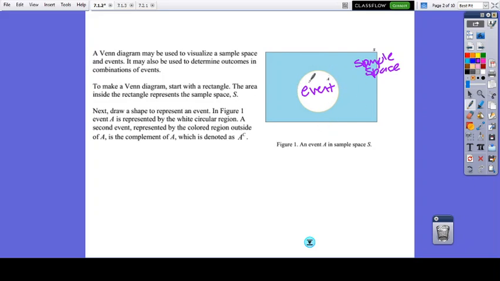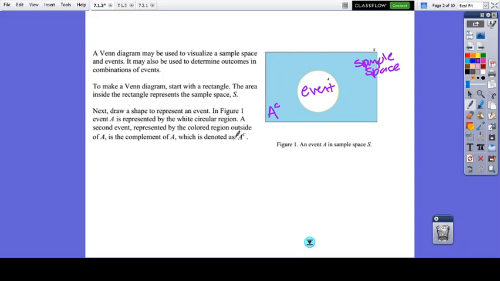Everything that's in the white is in the event. Everything that's in the blue is in the complement of the event. So it says next draw a shape to represent an event. In figure 1, you see that the region outside of it is denoted as A to the C power, and that's the complement of A. So everything not in A. Realize that no matter what you talk about, you have a full sample space, and then you have events. We're going to get into this a little bit more.